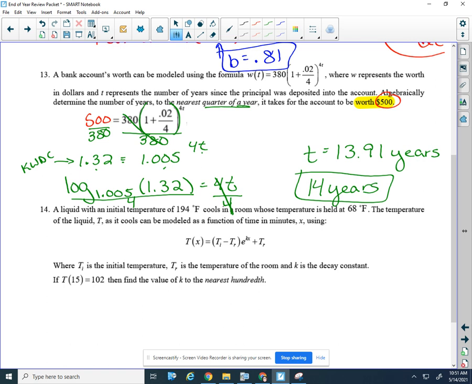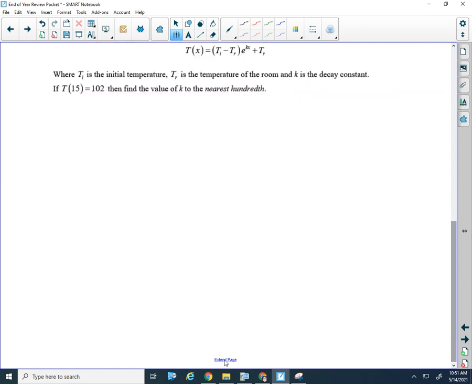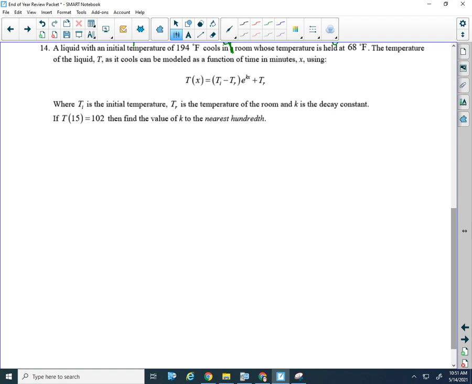Last question. This is a Newton's law of cooling formula. A liquid with an initial temperature of 194 degrees. So in this case, they use T with a little i. In our packets, we used a T with a subscript of 0. A liquid with an initial temperature of 194 degrees cools in a room whose temperature is held at 68 degrees Fahrenheit. So they're saying the room temperature is 68.